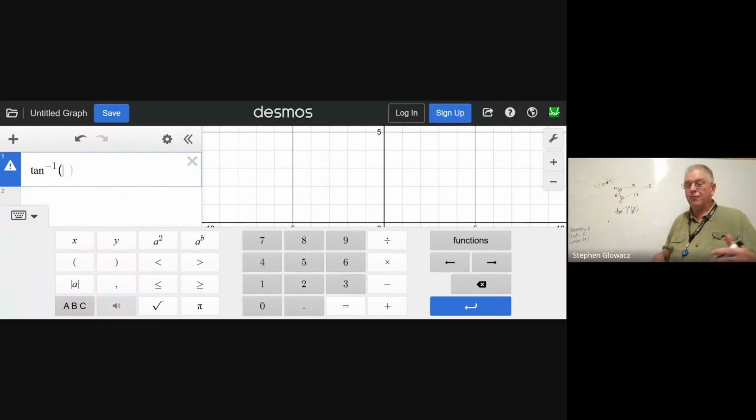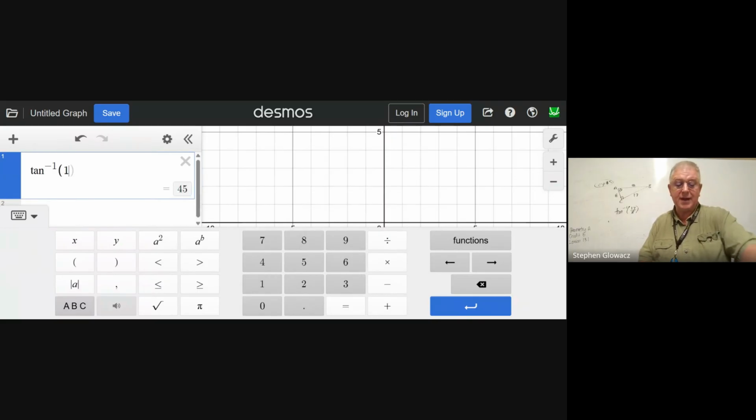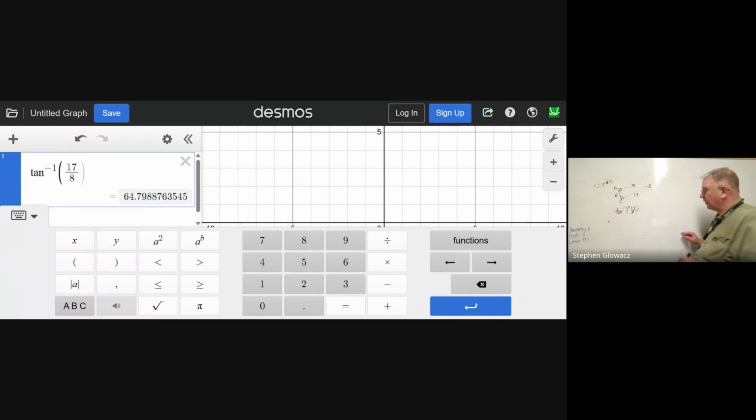Now remember, a fraction bar means divide. So you can just do 17 divided by 8. I'm going to type it on the keyboard here. So 17 divided by 8. And there's our answer, 64.7.